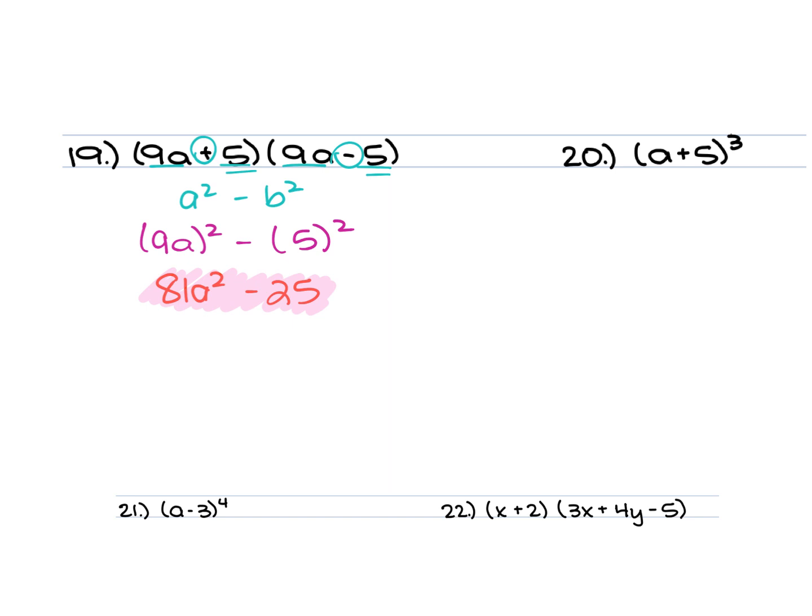Again, you could FOIL it out, do 9a times 9a, 9a times negative 5, 5 times 9a, 5 times negative 5. When you combine like terms, you're still going to be left with the 81a squared minus 25.